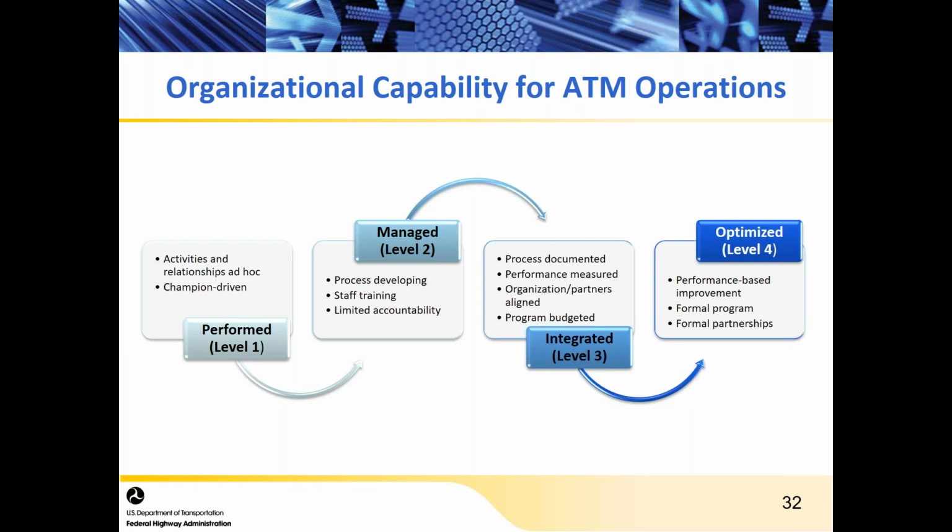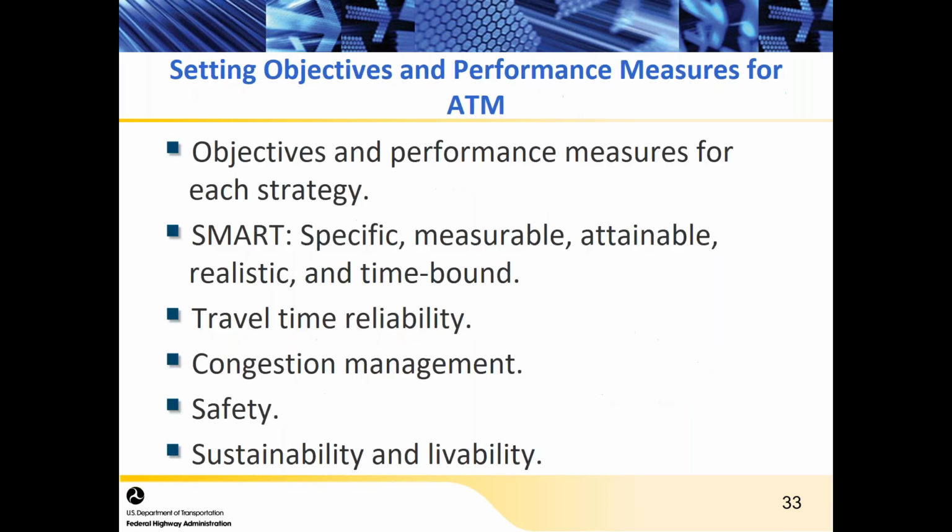And optimized level 4 looks at making sure that the agency has performance-based improvement as part of their processes. They have a formal program that considers ATM throughout their activities, and they have formal partnerships to make this a reality. This is very similar to the 4 levels that you will see in the capability maturity model and the traffic management capability maturity frameworks and some other resources that are available on the US DOT website. And it's all focused around making sure that an agency has the business processes, the systems and technology, the collaboration, the culture, their performance measurement, and other capabilities in place so that when they deploy ATM, they're successful at it.